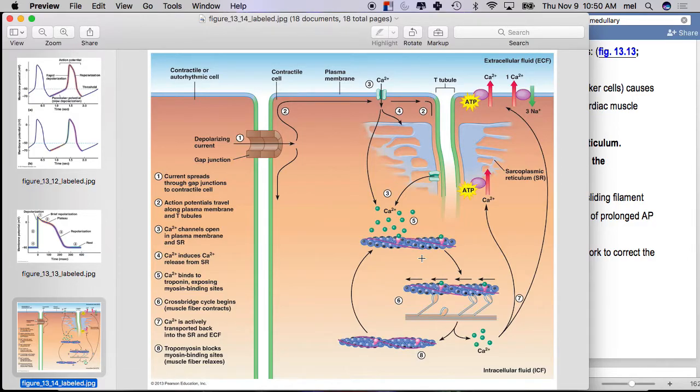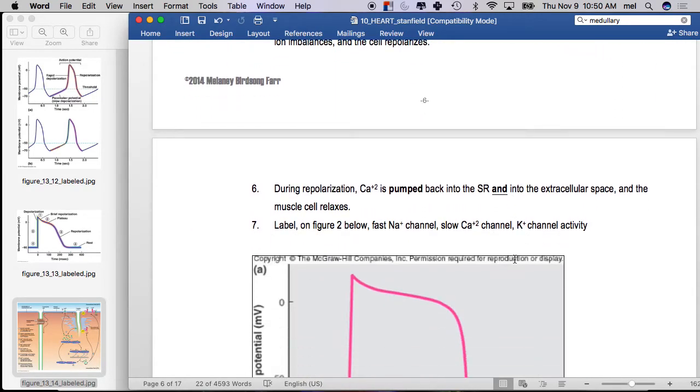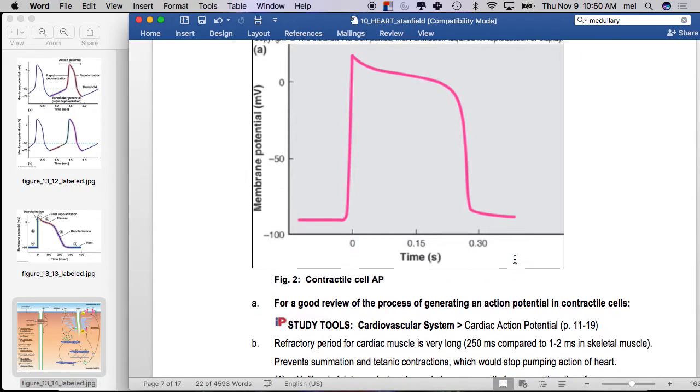Does that make sense? So you don't get any wimpy contraction when you get a cardiac muscle action potential. You get a badass contraction. Does that make sense? Everybody good with that? Okay, so you got 3 sources of calcium as long as you have ATP. And you're going to have ATP as long as you have oxygen, right? Okay, so the original stimulus caused the opening of slow voltage-gated calcium channels during the action potential. Calcium is now in the sarcoplasm from 3 different sources. And so now let's label this and then figure out how you repolarize.